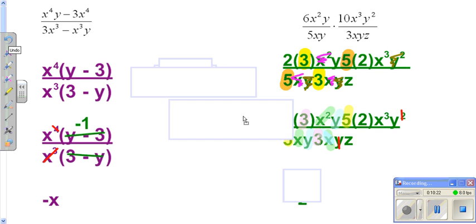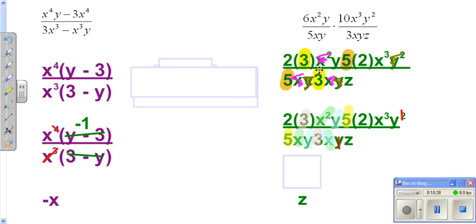Now, a slightly neater version of all that is occurring here. So you're left with the z on the bottom, so we have that. Looking at what you have left on top, you have your 2 and another 2, which is 4. You then still have your y and an x cubed.